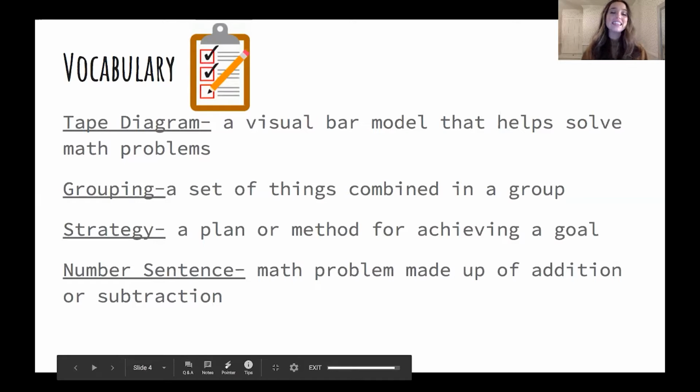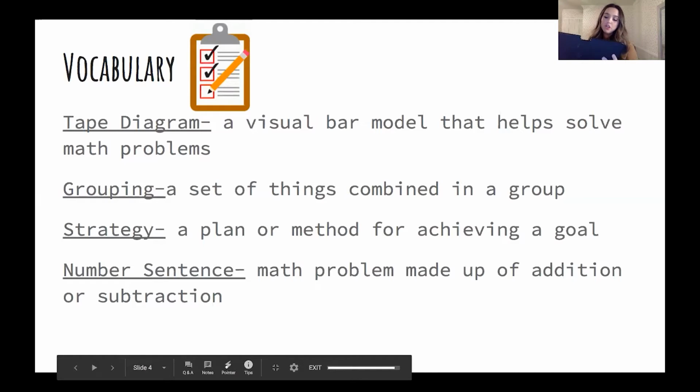Moving on, the last term I'd like to talk about is number sentence. A number sentence is a math problem made up of addition or subtraction. That might sound really complicated, but a number sentence is something that you see all the time. Here, let me show you a quick example on my whiteboard. Something as simple as this problem is a number sentence. 4 plus 3 equals 7. That's an addition number sentence.